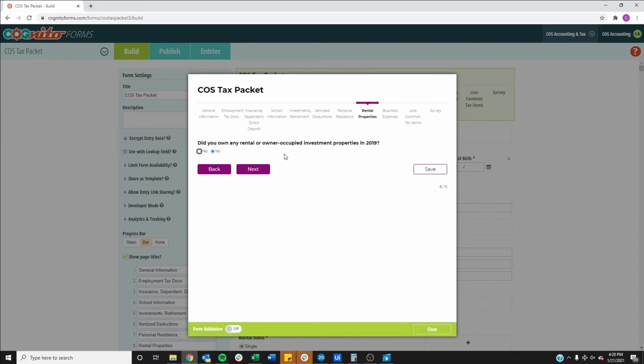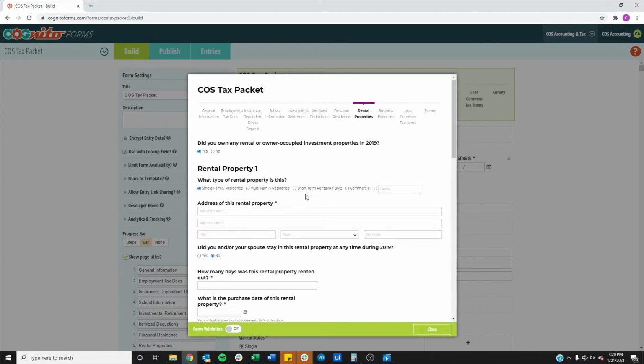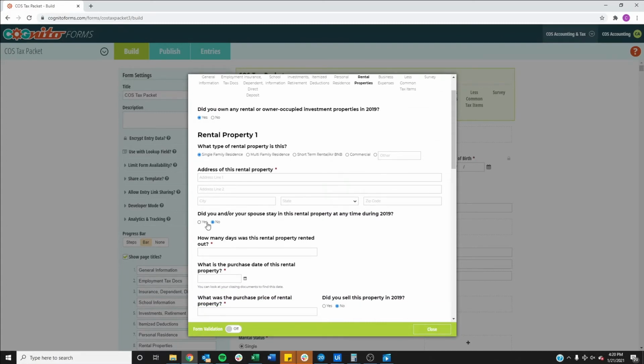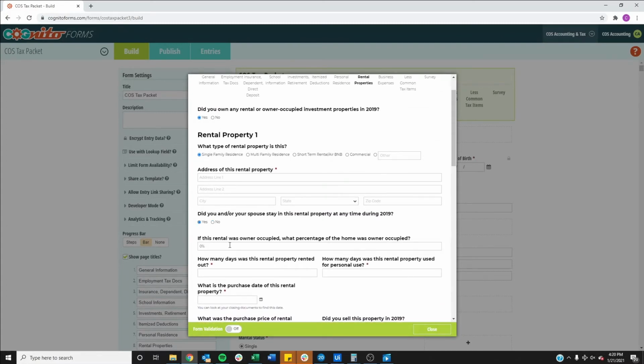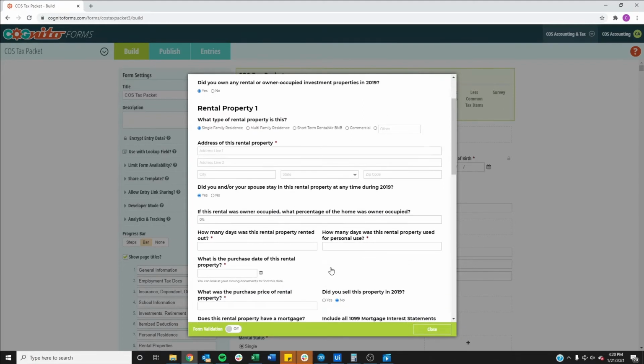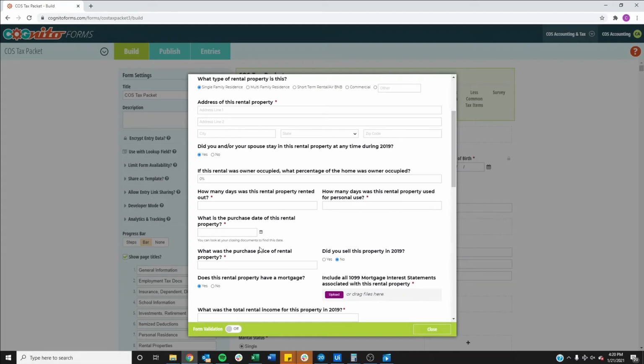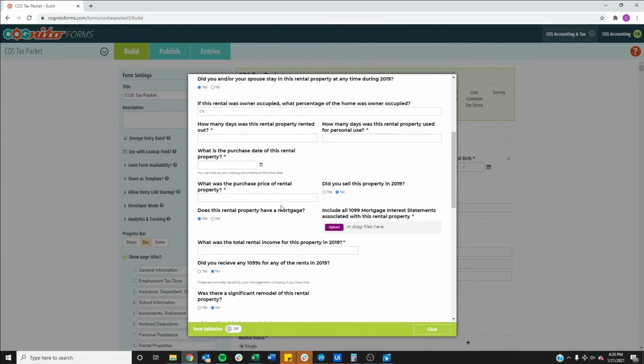But for those of you who do have rentals or owner occupied investment properties, we'll ask for each property individually, and then you'll need to select what type of property it is. We'll need to put the address in. If you stayed in it personally, you or your spouse, we'll need to ask what percent of it was owner occupied, how many days of it was rented out, and then how many days of it was used for personal use.